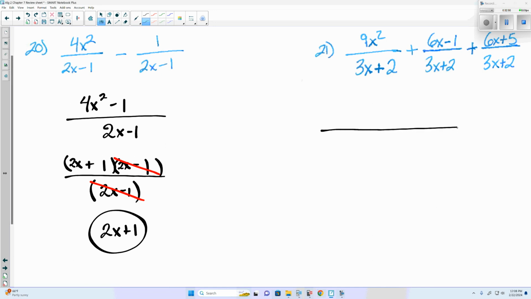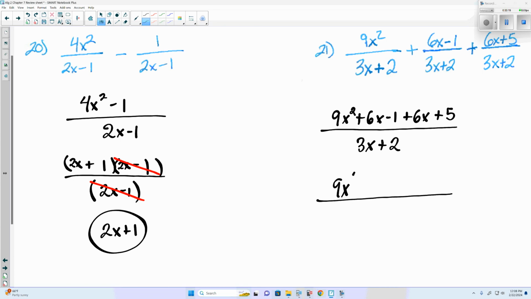And our next one, we do have three things being added together, but all their denominators are 3x plus 2. They're all the same. So we can go on and just add the numerators. And whenever we add the numerators, we don't need the parentheses because we don't have to worry about a sign change. It's subtraction that we need to worry about sign changes with. Now at this point here, we can combine like terms. We'll have 9x squared. 6x plus 6x is plus 12x. And our negative 1 plus 5 is plus 4 over our 3x plus 2.